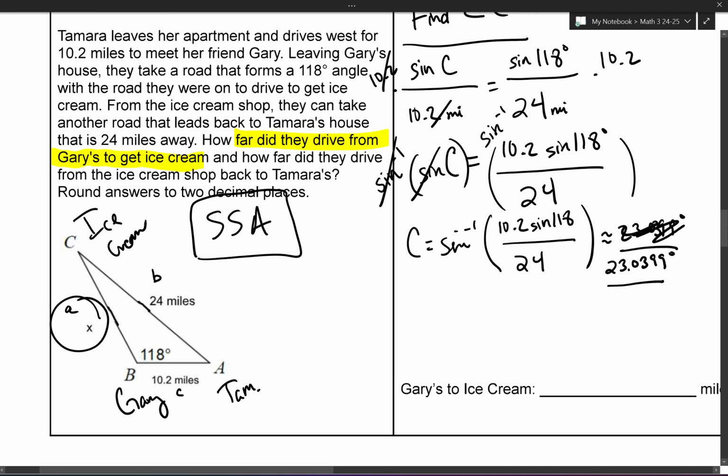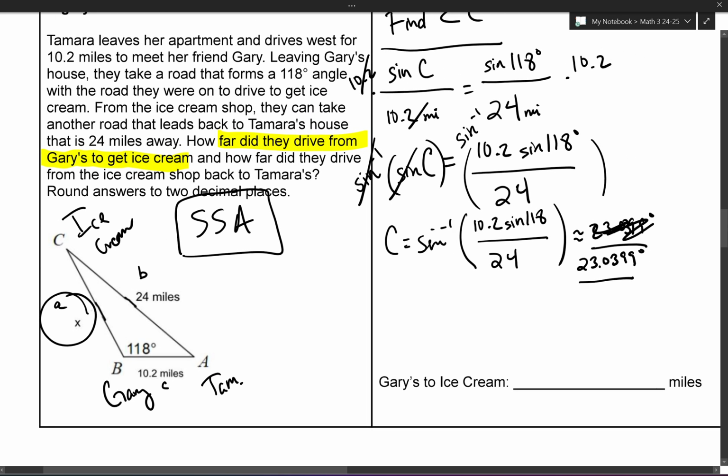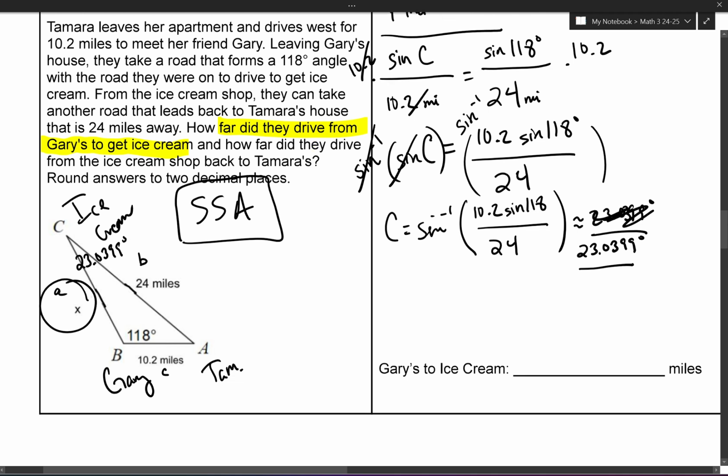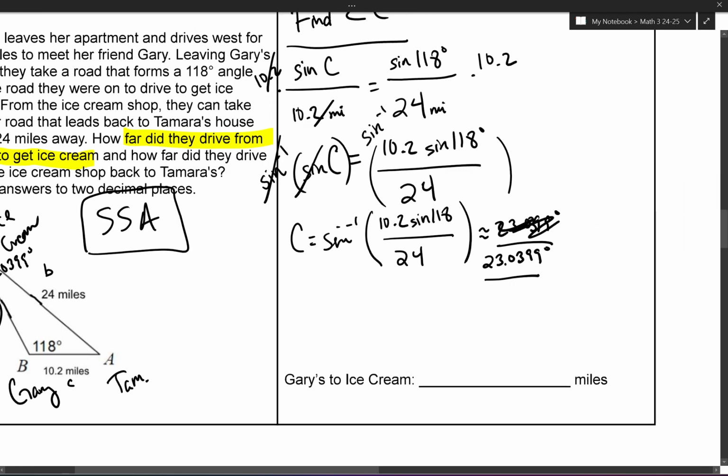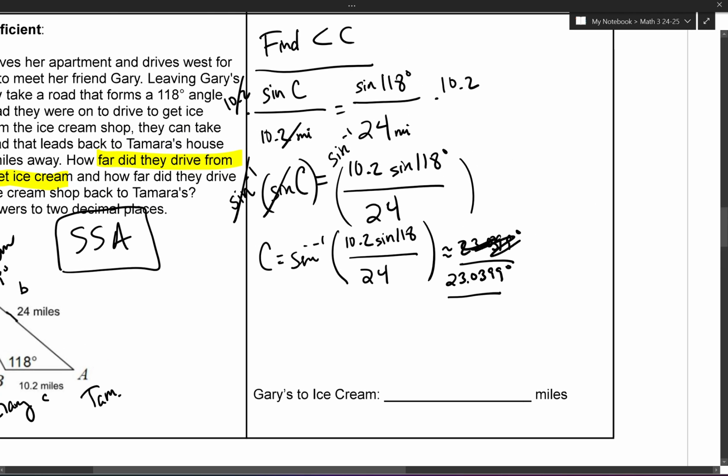That's not what we're looking for. We're looking for the distance from Gary's to the ice cream. But now I have angle C, which is about 23.0399 degrees. Now I can find angle A, using the 180 degree rule.